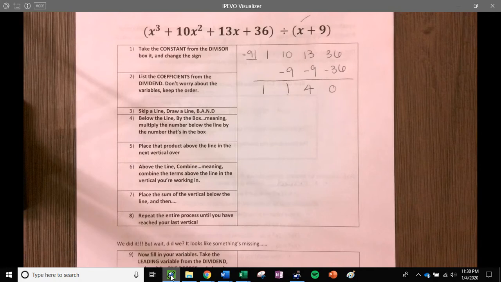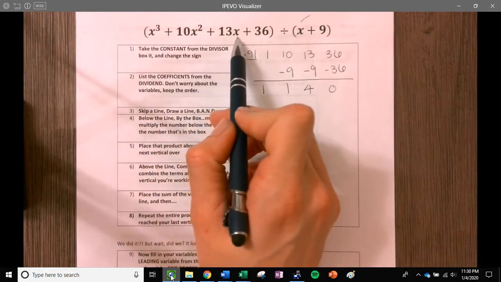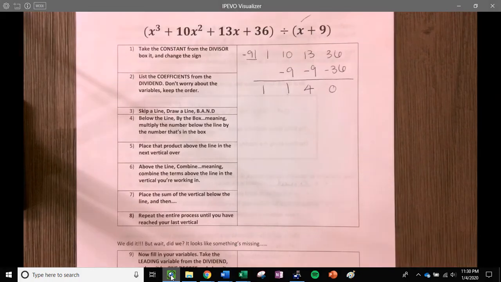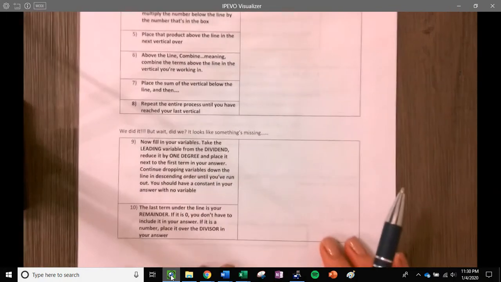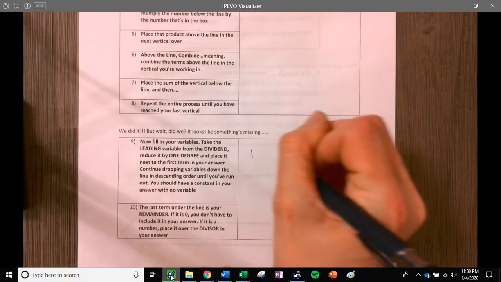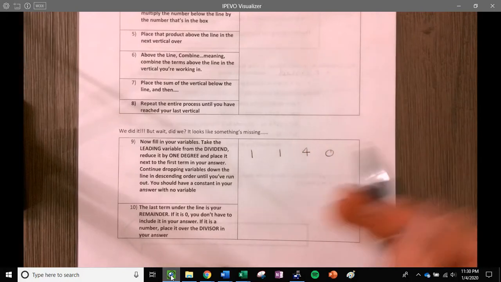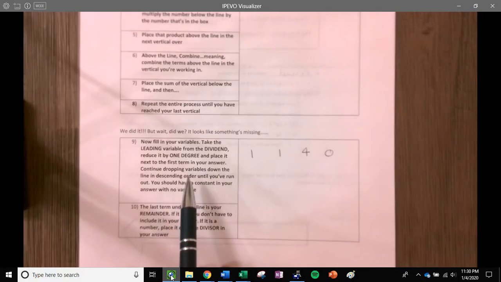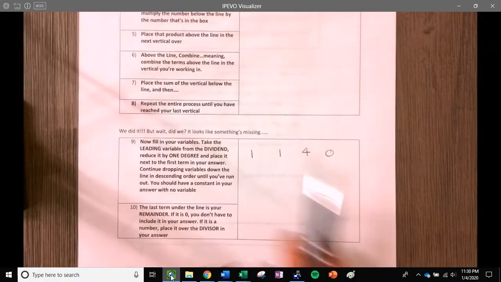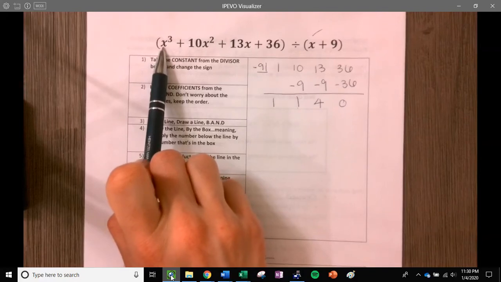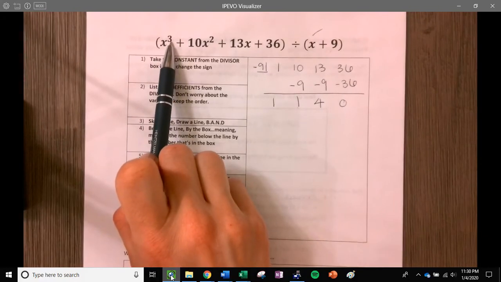No, we're not done. We went from something with lots of x's to just numbers, and this doesn't mean anything until we fill in our variables. Okay, so we've got 1, 1, 4, and 0. We need to fill in our variables. So we're going to take the leading variable, oops, let me switch this down so you can see, the leading variable from the dividend, and we're going to drop it down by 1 degree.